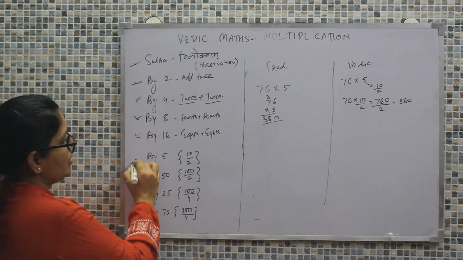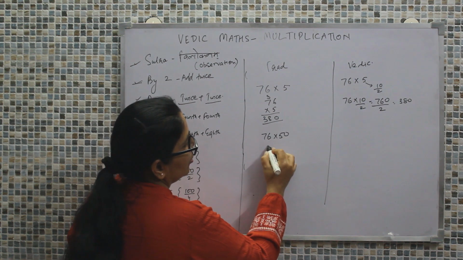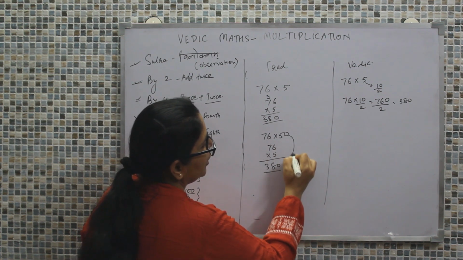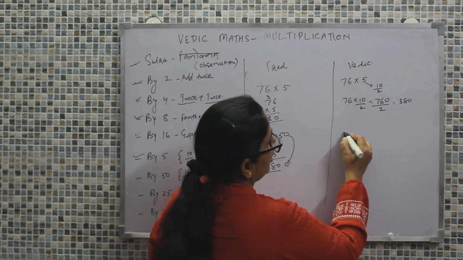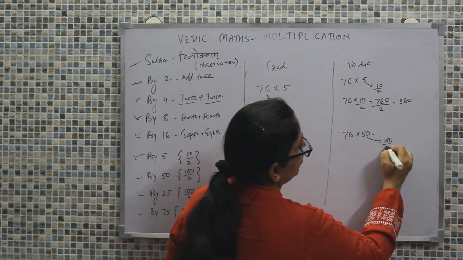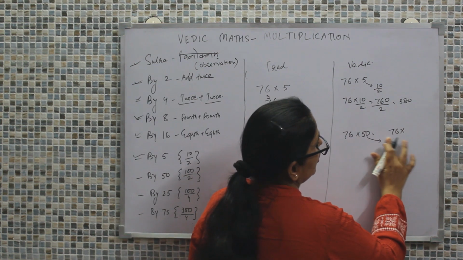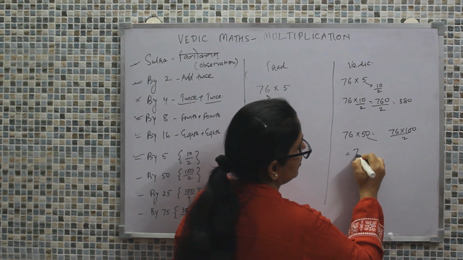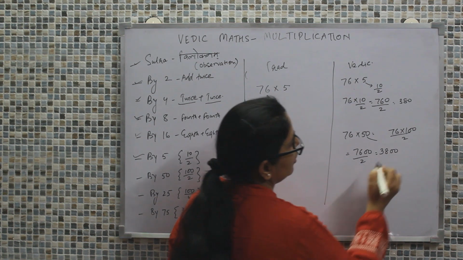Okay. Next is by 50. So 76 into 50, we can multiply it by 5, so that is 380, and append the 0 to the answer. By using the Vedic approach, it says that we represent 50 as 100 upon 2. So we have 76 into 100 upon 2, that is 7600 upon 2, and this will come out to be 3800.